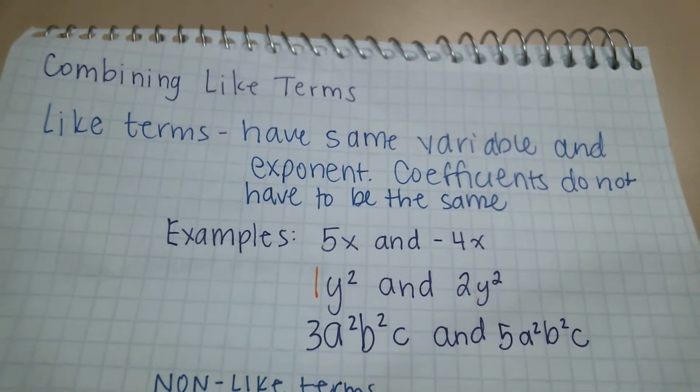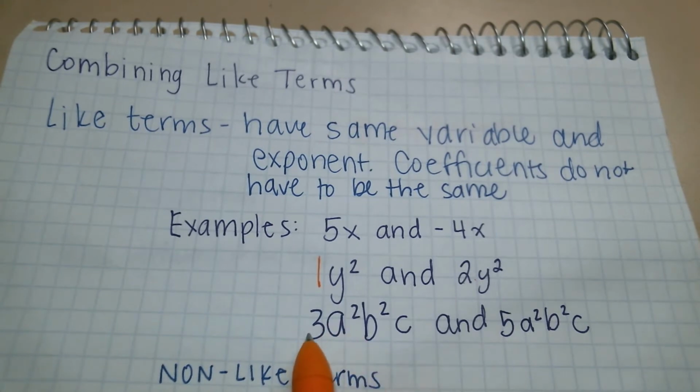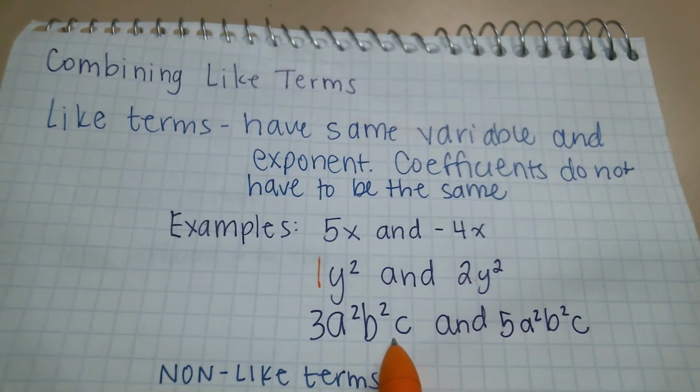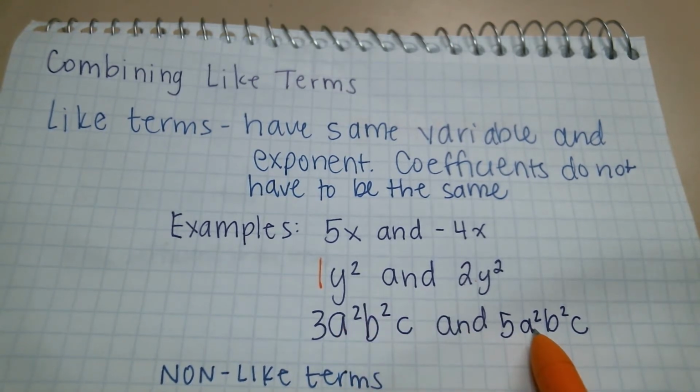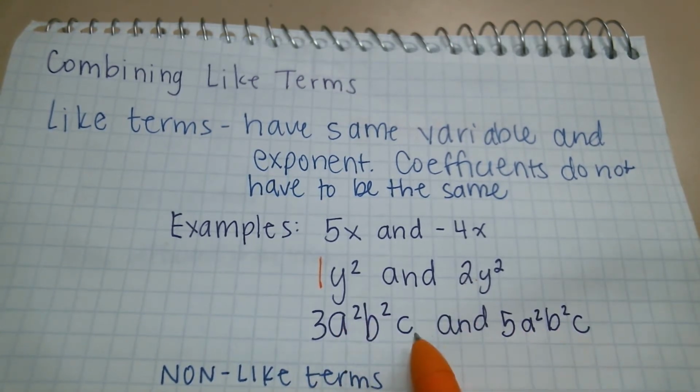Now, sometimes your like terms will have lots of different variables. You have to check and make sure that each individual variable and its exponent match and are exactly the same. So for example, a squared matches a squared, b squared matches b squared, and c matches c. Can't be an extra variable out here. There can't be different exponents on each of the variables. They have to be the exact same.